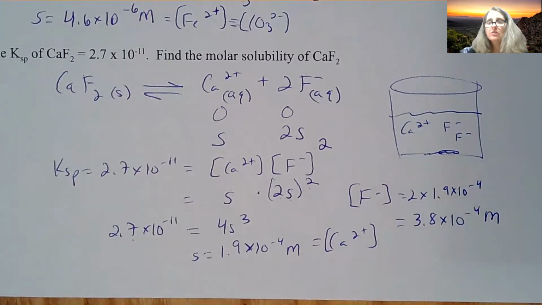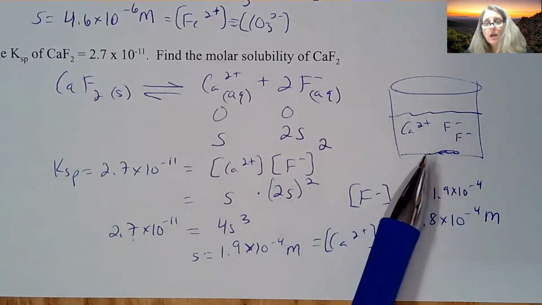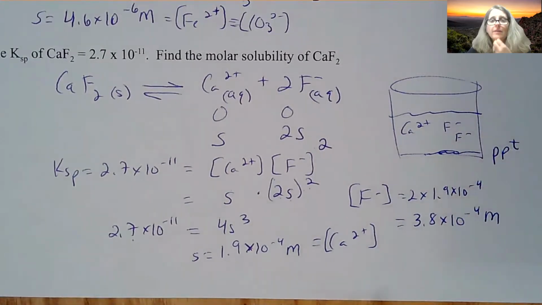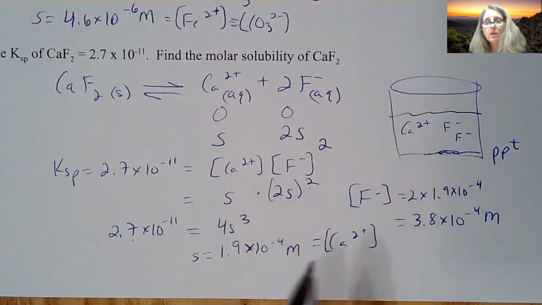Okay, so that's just an introduction to KSP. Again, it's the same as any other K, it's products over reactants, but you are talking about the dissolving of some of the ions from the precipitate. Again, the precipitate is down here on the bottom, releases and is now also in that solution. So we'll come back to this a little bit more in chapter 17 as well.